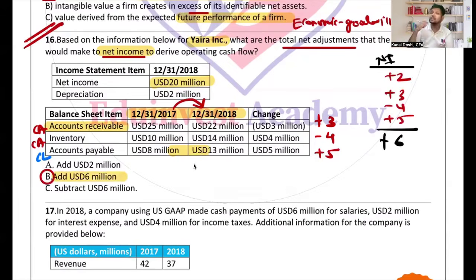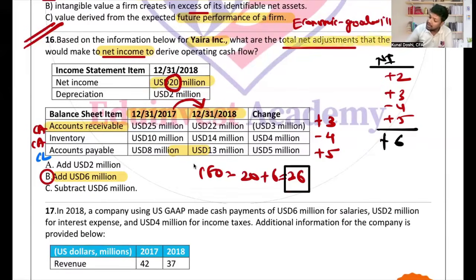Remember, they haven't asked you CFO. If they ask you CFO, it should be net income 20 plus 6, 26. But they haven't asked you CFO. They have asked you how much extra you need to add to the net income. That's the question: total net adjustment that the company would make to the net income. Many people get confused. 20 is already the net income. The net extra is 6.